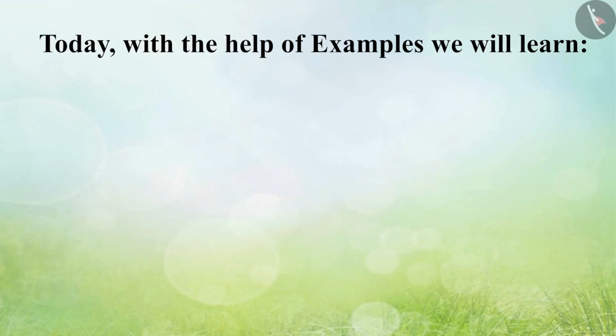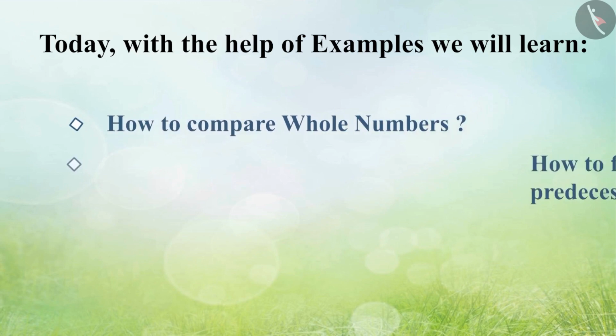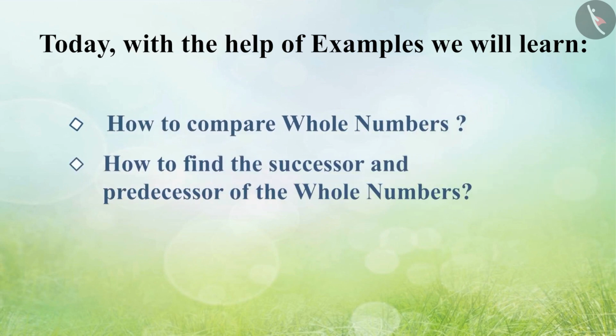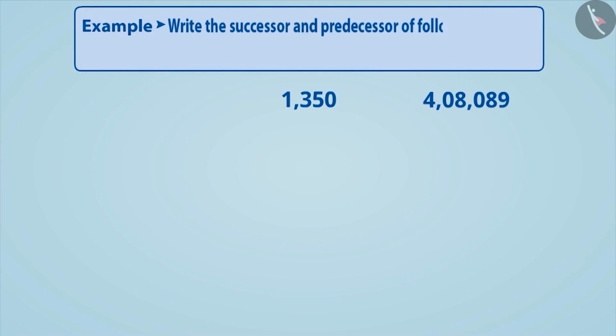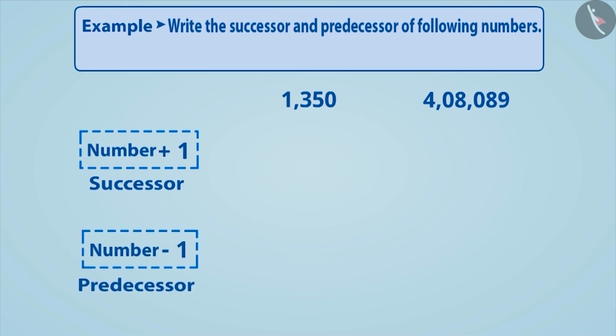Today, we will learn how to compare whole numbers and how to find their successor and predecessor. Write the successor and predecessor of following numbers. Successor of a number can be obtained by adding 1 to that number. Similarly, predecessor of a number can be obtained by subtracting 1 from that number.